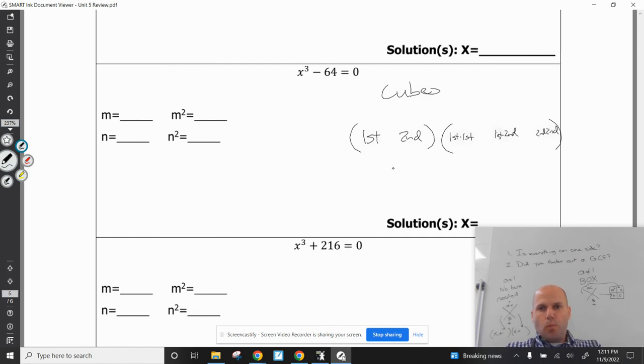We then use SOAP to fill out the signs. You don't have to worry about the signs for the difference of squares because it's always a plus and a minus in between the first and the second. The cubes are different. S stands for same. O stands for opposite. AP stands for always positive.